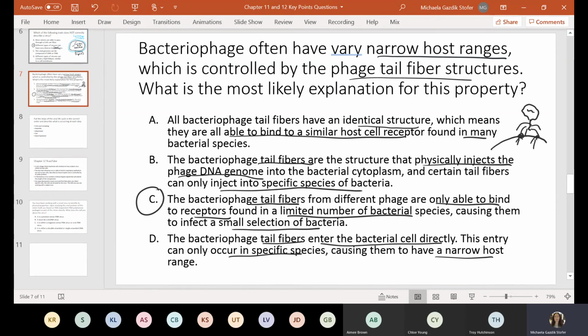Okay, I'm going to pause there for a minute. Does anyone have questions right now just about the general viral structure? Okay, looks like everyone's all right.